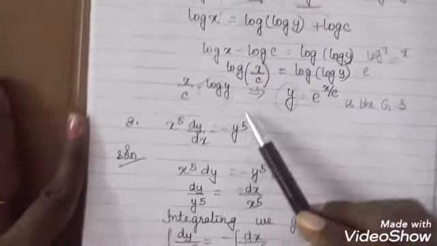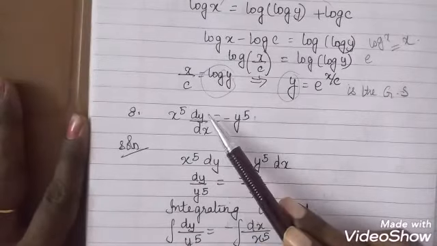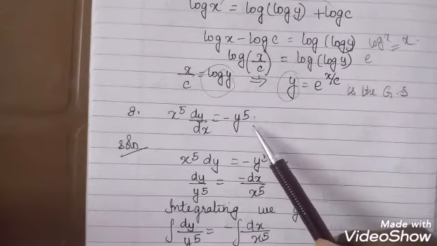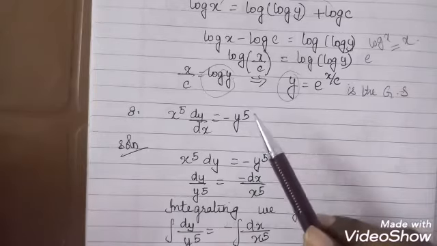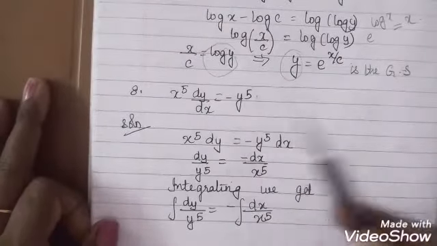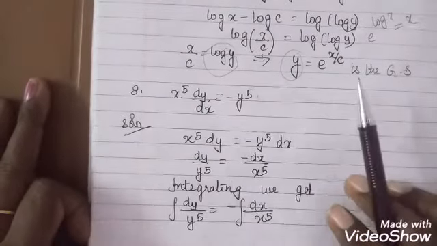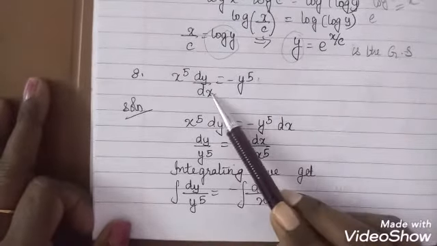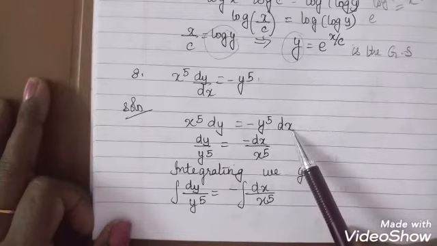Now here, the 8th question. So what is the 8th question you have here? x power 5 dy by dx, which is equal to minus y power 5. This is what you have here. Okay. So when you see it itself, you will know it's the variable separable method, because very easily you can segregate your y and x here. So when I segregate it, what will I get? It is x power 5 dy. When I cross multiply, it's minus y power 5 dx.